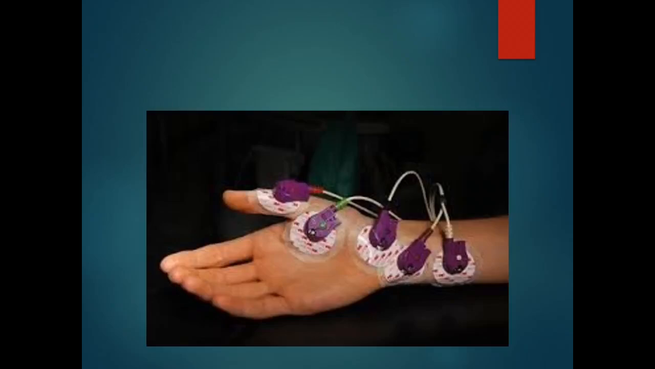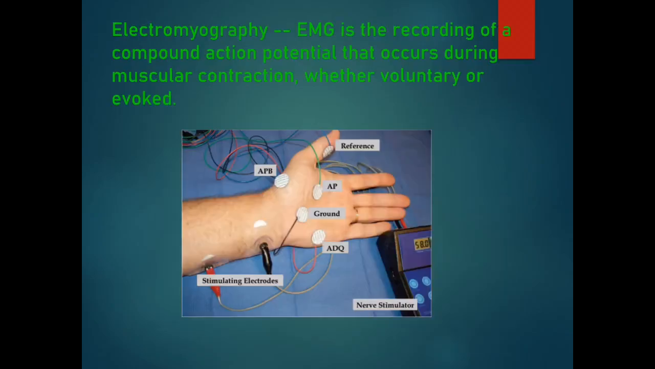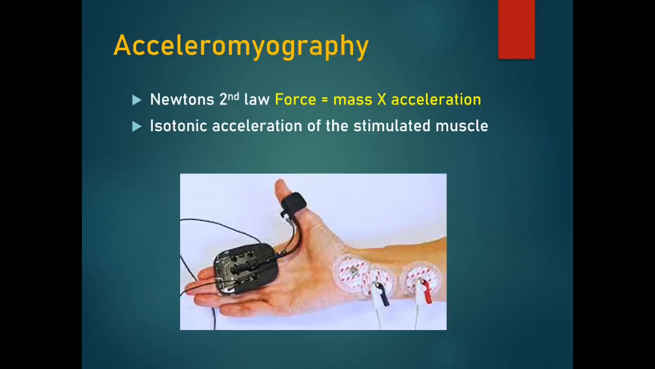Now this is the electromyography that is being used, where you have different types of electrodes, and you can measure from your thenar and hypothenar muscles also. Electromyography is a recording of a component of the action potential that occurs during muscle contraction, whether it is voluntary or evoked.